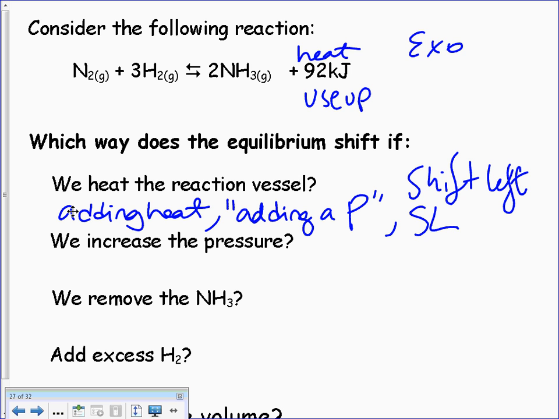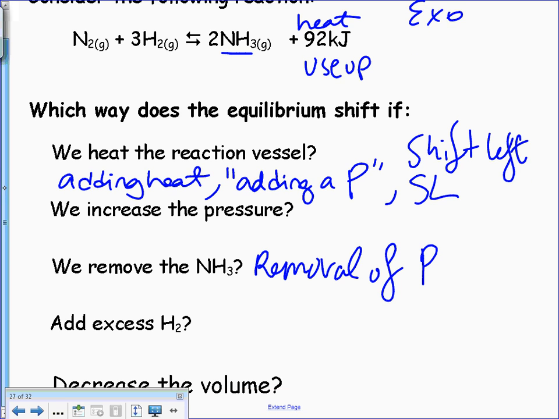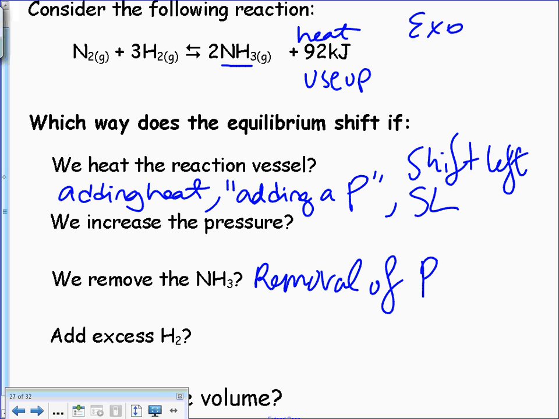Okay, so let's skip down to this one. I'll come back to the pressure one. If we remove ammonia, so this is actually removal of what? Right, and you'll see ammonia as a product. So I'm going to write removal of product. So if I remove a product, what's my cry for help here? Oh no, I've got too few products. What do I need to do? Go forward. I need to make more. I need to go forward, right? So I need to make more by shifting right, by going to the right side.